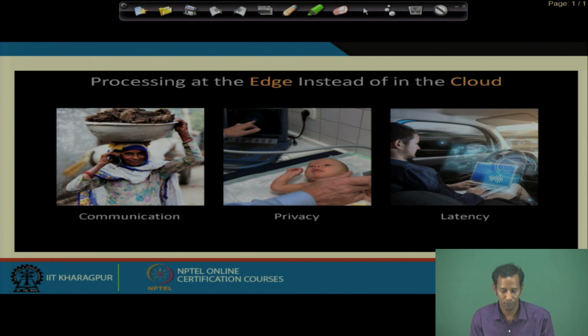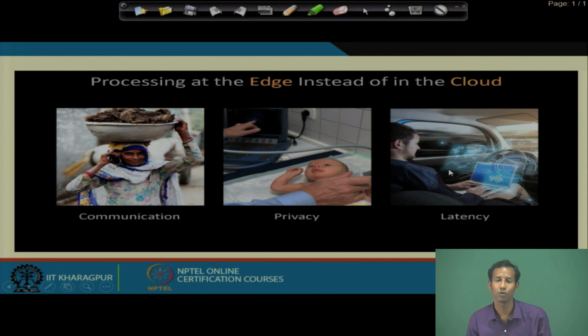But the requirement of recent AI is edge computing instead of cloud computing. Why? Because when we send the data over the cloud, security is one of the major issues when we process data online.